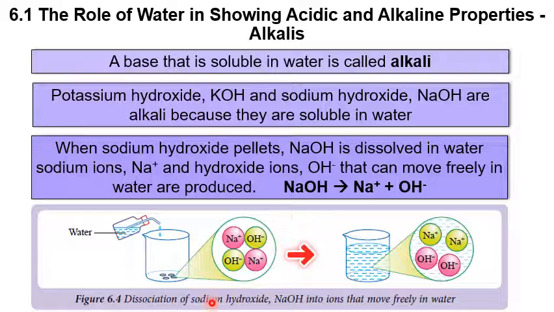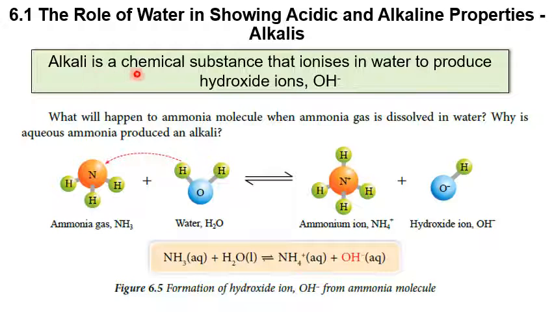Dissociation means separating sodium hydroxide into ions that move freely in water, which are sodium ions and hydroxide ions. An alkali is a chemical substance that ionizes in water to produce hydroxide ions. This definition is important. So remember, an alkali is a chemical substance that ionizes in water to produce hydroxide ions, OH minus, like this.